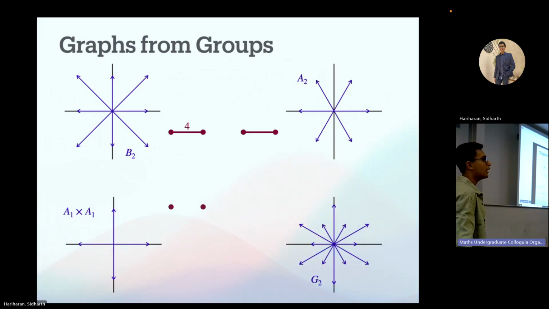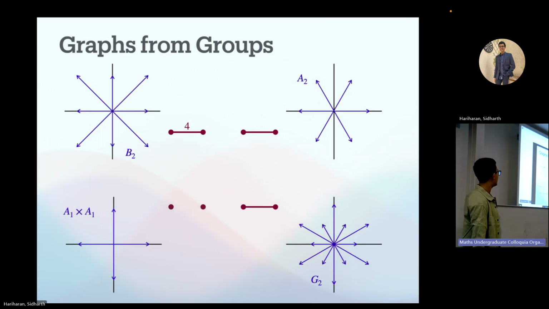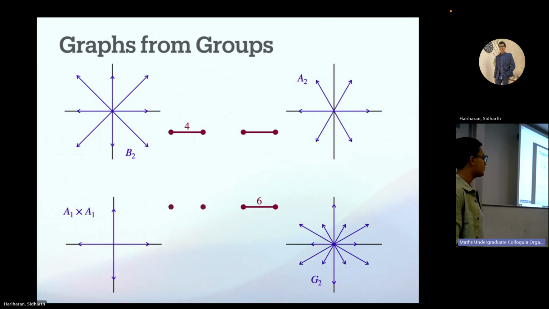This is a slightly more complicated one. Any guesses? Yeah? 6. Yes. Exactly. 2 vertices in a line with 6, because as I said earlier, this is like a hexagon, right? So, yeah, precisely. So hopefully this sheds some light on how to construct Coxeter graphs from root systems.